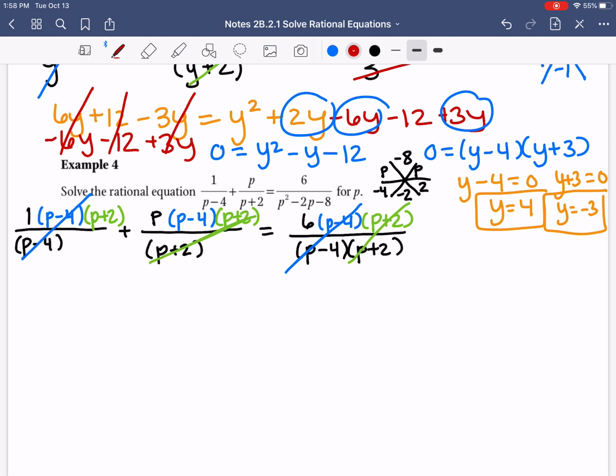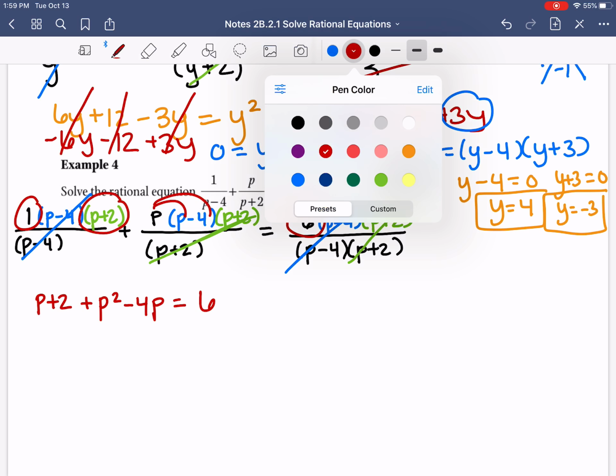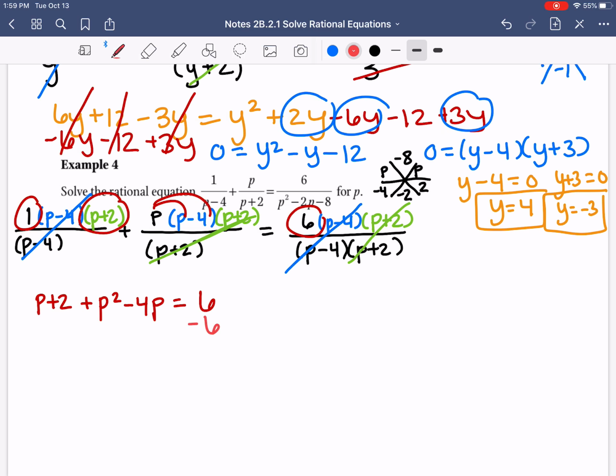Okay, on top of the first fraction is 1 times p plus 2. That's just p plus 2. P times p minus 4 is p squared minus 4p, equals, and then this one's just 6. All right, do we see exponents? Yes, that means we have to get one side equal to 0. So I'm going to subtract 6 on both sides. It cancels, so this side is equal to 0. P squared goes first. P minus 4p is negative 3p, and 2 minus 6 would be negative 4.